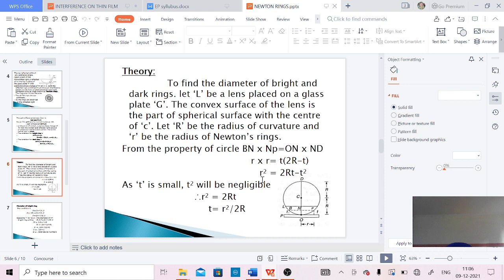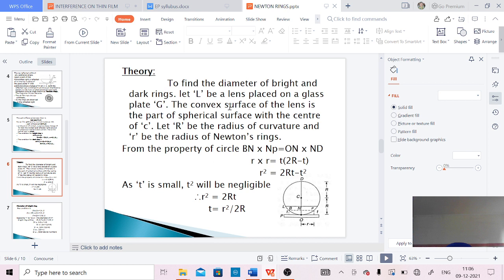Let us see the theory behind finding the diameter of bright and dark rings. We get concentric circles, alternate bright and dark, known as Newton's rings. How can we find the diameter of the bright and dark rings? Newton's rings is our lab experiment. You have to concentrate on this very much, because it has a theory concept as well as a practical concept. You have to understand both.